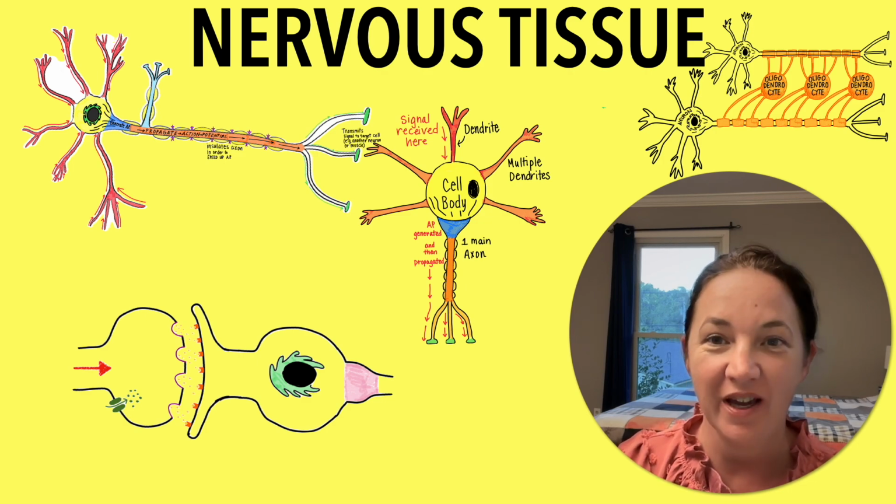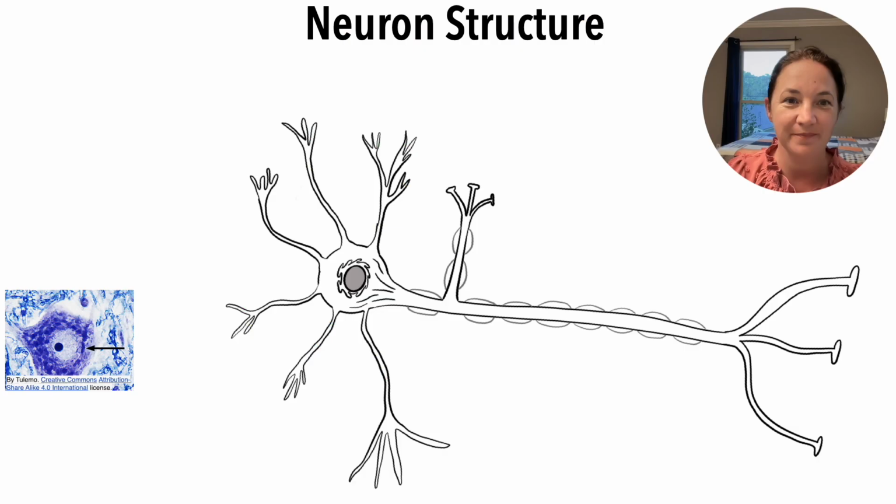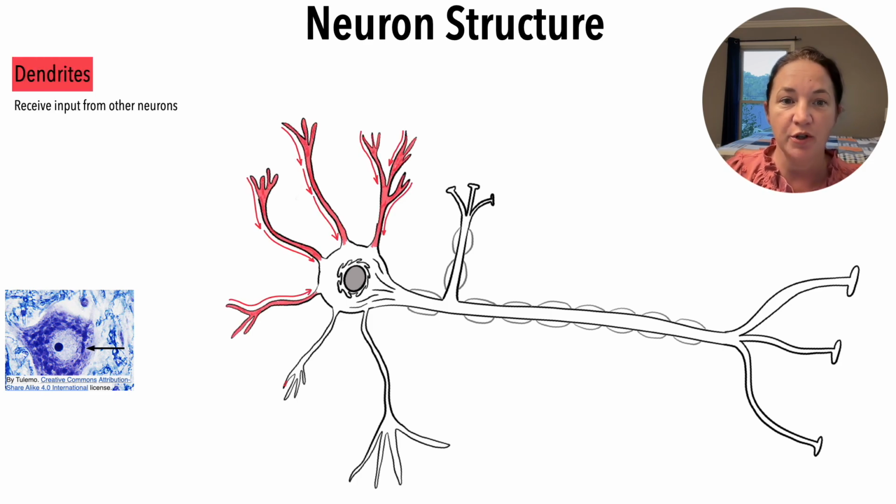So here we go, Introduction to Nervous Tissue. We'll start with neuron structure. Neurons have dendrites. Dendrites help to receive input from all the nearby neurons.